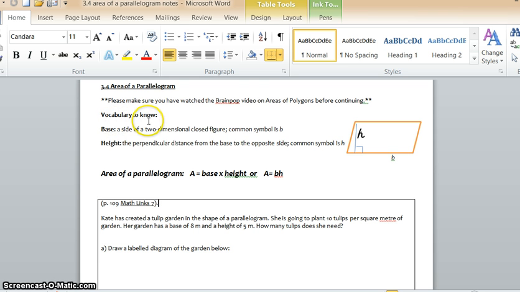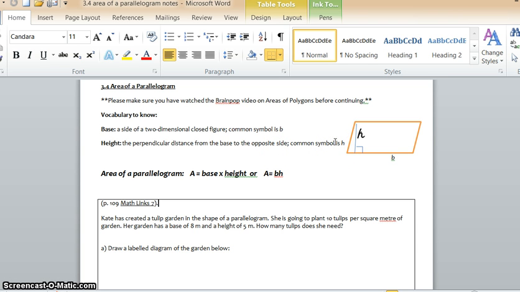There's important vocabulary you need to make note of. When we're referring to rectangles and parallelograms, we refer to two dimensions. So the base is the side of a two-dimensional closed figure, and the common symbol is B. This is what I've indicated on the diagram here. The height is the perpendicular distance. The key here is perpendicular. Remember that perpendicular means that two lines are intersecting and they form a right angle where they intersect. So the height refers to the perpendicular distance from the base to the opposite side. The common symbol is H.